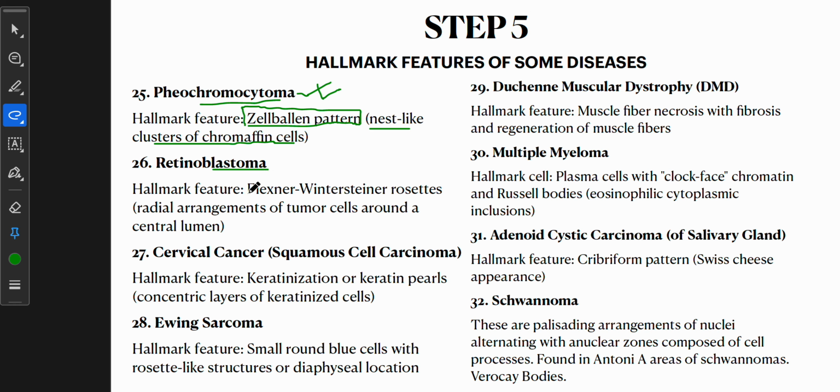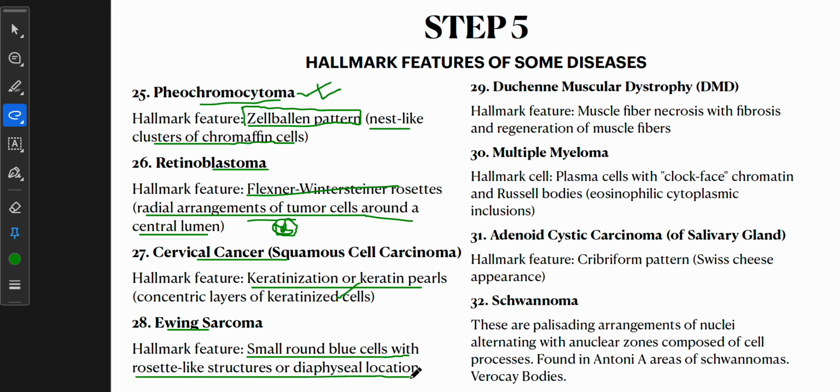And in retinoblastoma, there are Flexner-Wintersteiner rosettes, that is radial arrangements of tumor cells around a central lumen, like this. There is a radial arrangement of tumor cells. This is the central lumen here. And in cervical cancer, obviously squamous cell carcinoma, there is keratinization or keratin pearls. And in Ewing sarcoma, there are small round blue cells with rosette-like structures at a diaphyseal location. This is also Homer-Wright rosettes.